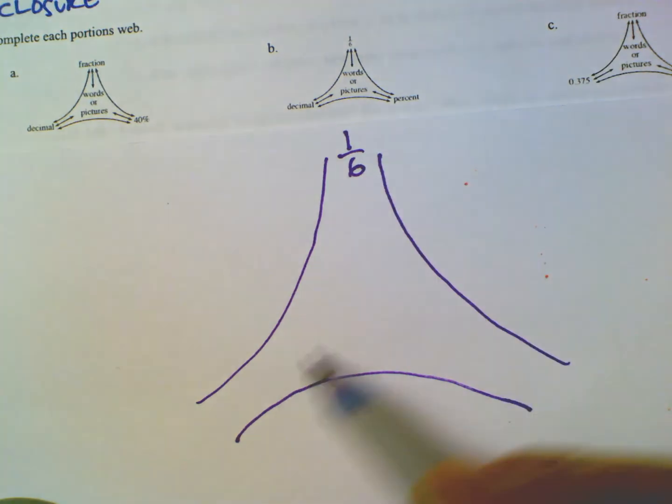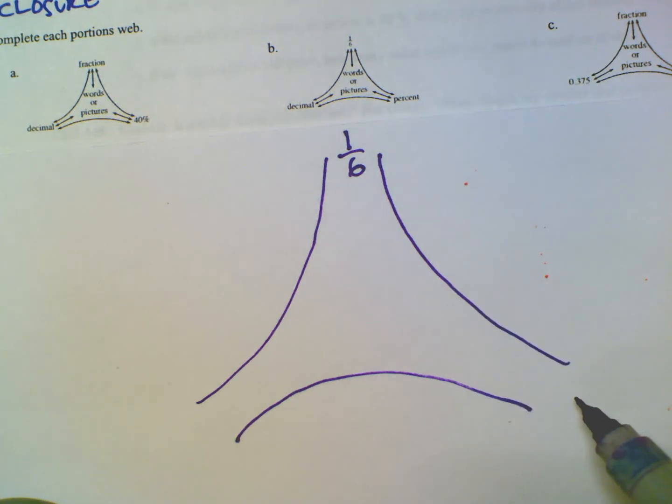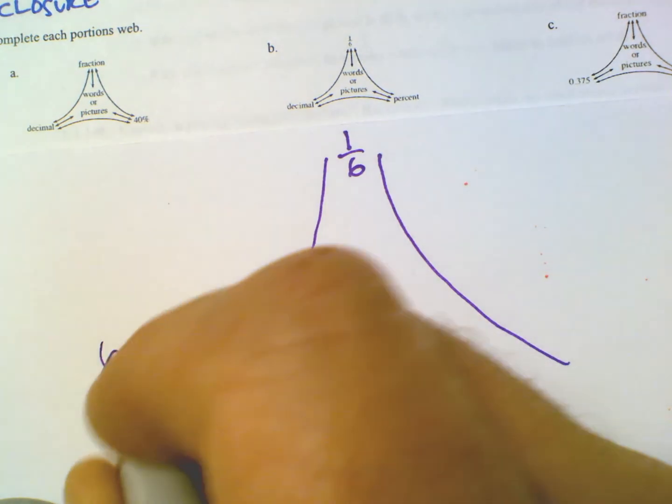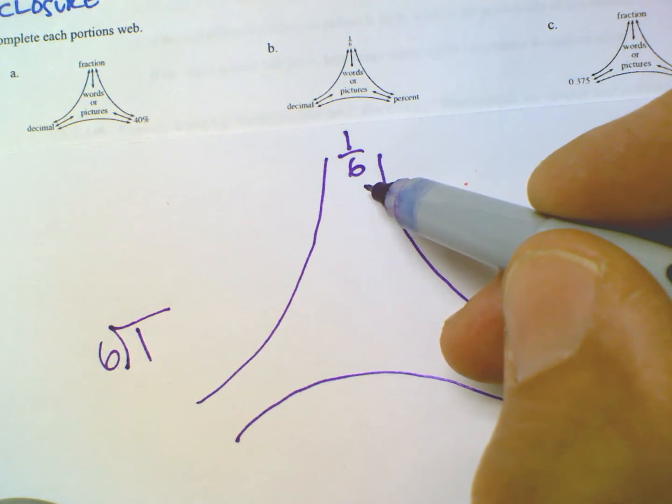To make this into a, let's go with a decimal first. So to make it into a decimal, I'm going to show another way, right? So it's 6 into 1, right? Because that means 1 divided by 6.